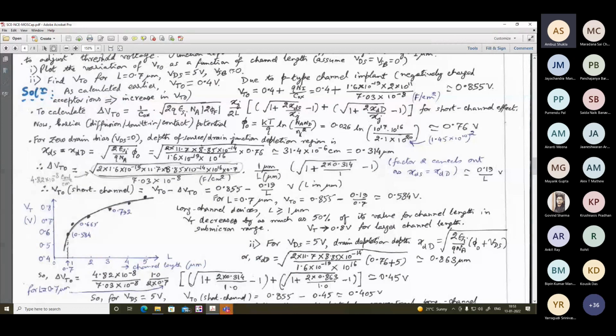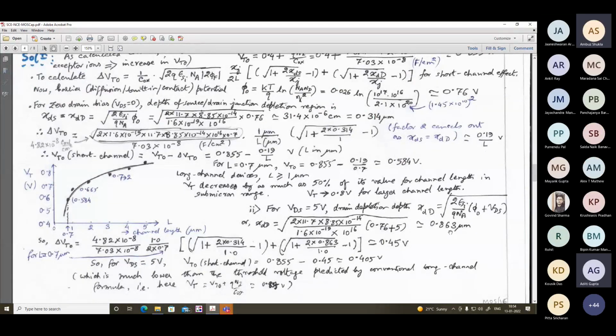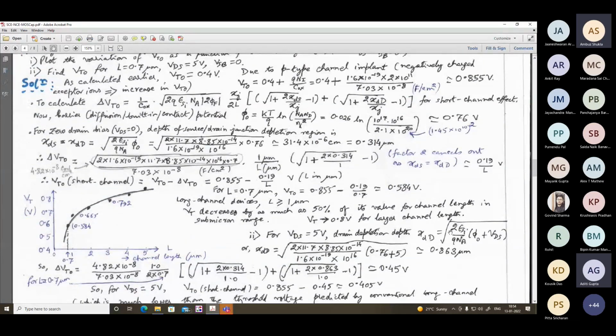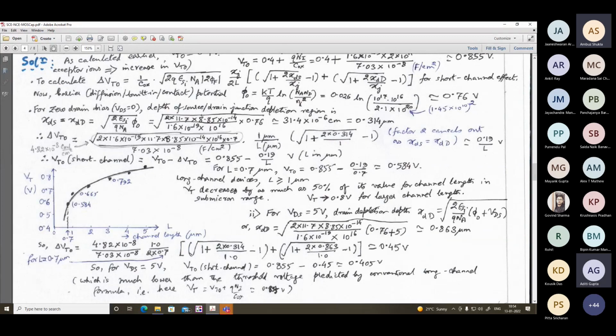Okay, now see. For VDS equal to 5 volt, the drain depletion depth will be larger compared to XDS. So XDS equal to 0.863. Earlier XDS and XDD were the same, that was 0.314. So as a result of VDS equal to 5 volt, you see XDD has increased from 0.314 to 0.863, almost more than double. And as a result of that, now see delta VT0 will be 0.45. So now the short channel VT0 equals 0.405. So from 0.584, when you consider the drain to source bias, that is VDS equal to 5 volt, it has got even smaller. From 0.584, it has become 0.405.